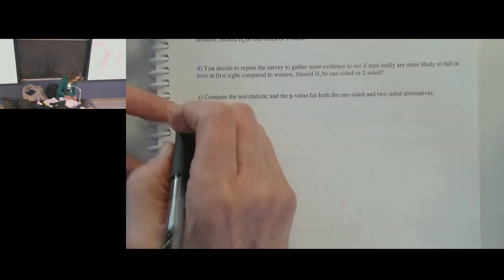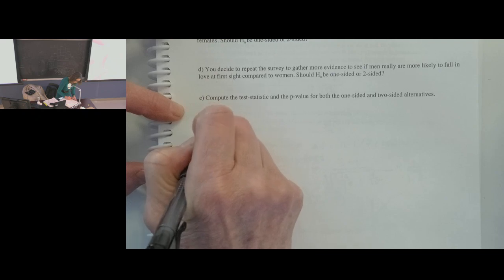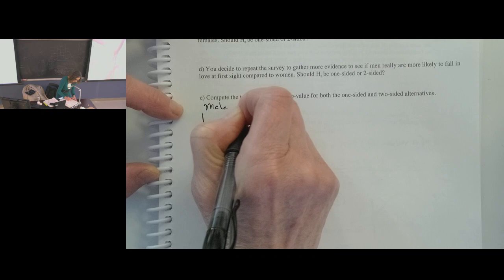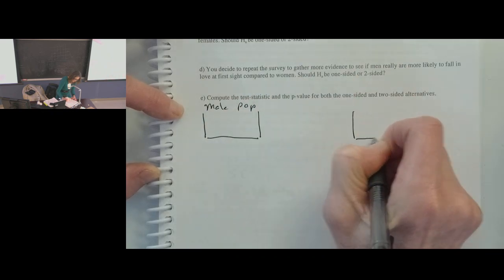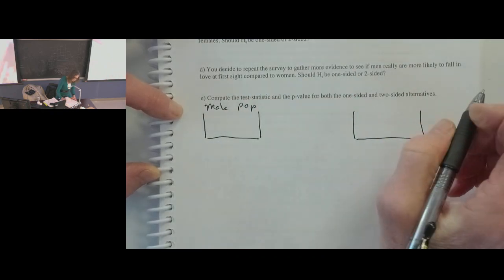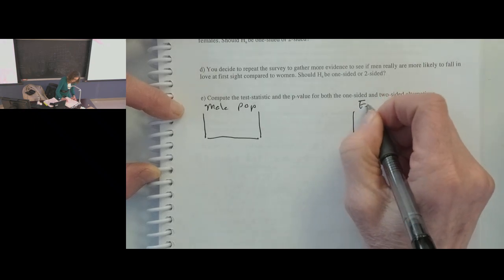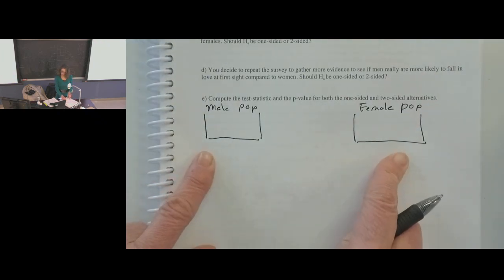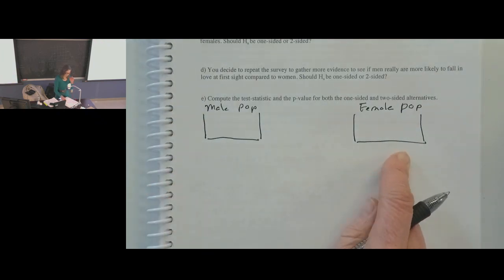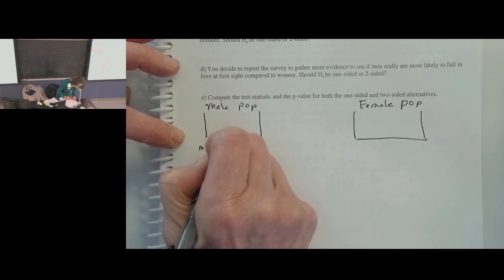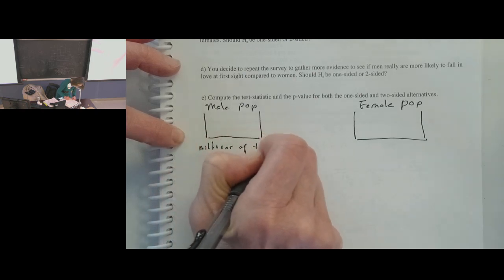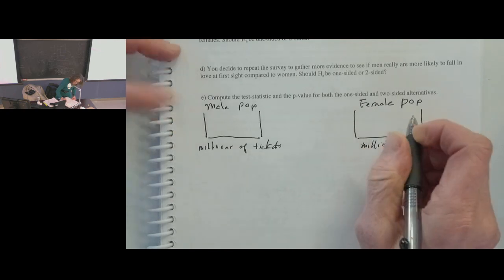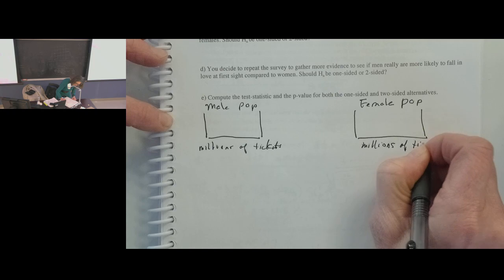Let's think we'd have two null boxes because we have two samples. One would be the male population, and the other would be the female population. And it was a nationwide sample of all adults, so there'd be millions of tickets in both. Okay? Millions of tickets. One for every US adult. All females and all males. Okay, so that's the idea.